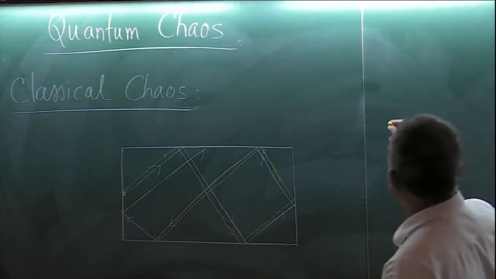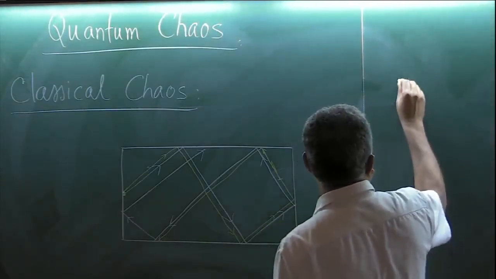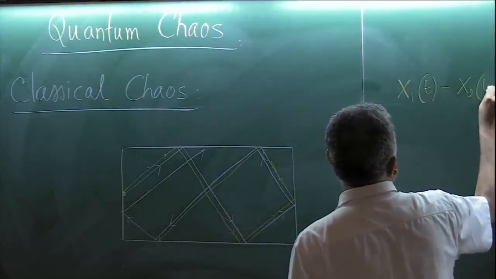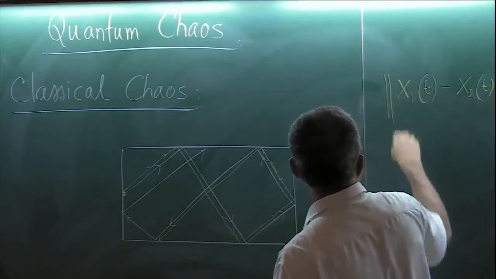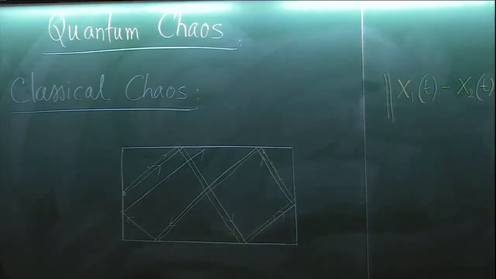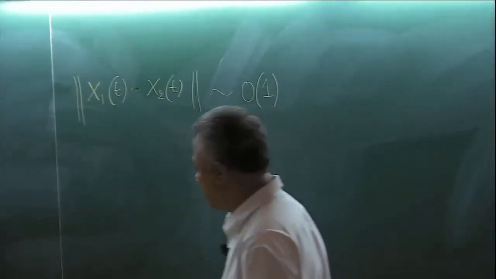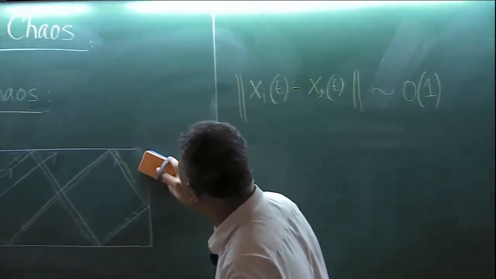So, in other words, x1(t) minus x2(t), the distance between these two trajectories, stays of order 1, basically. It doesn't increase with time. Okay? So you make a slight change in the initial condition, and you ask at a later time t, do they differ very much? The answer is no, if they are in the rectangle. Okay? But now you make a little change in your problem. You just round these corners.